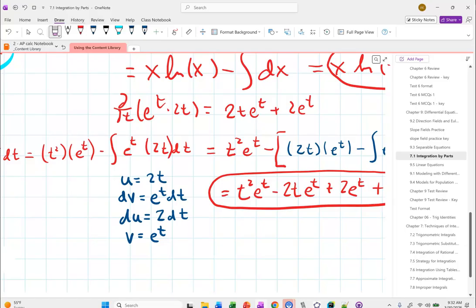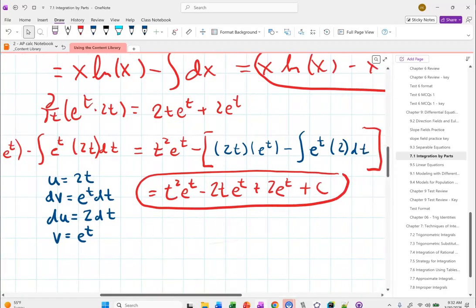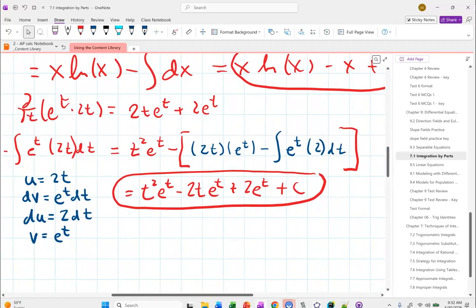But it's the same answer. So I guess what's the difference? Is it the plus c? So what is the difference?